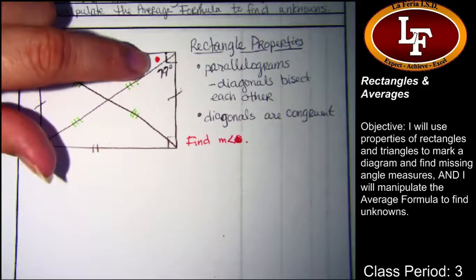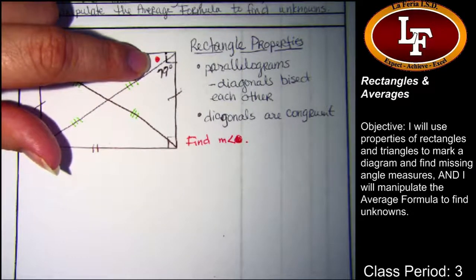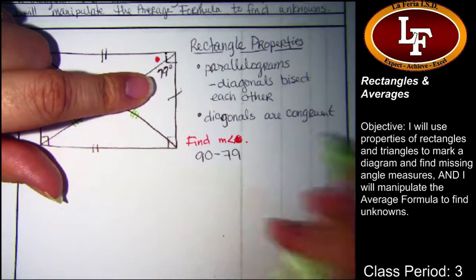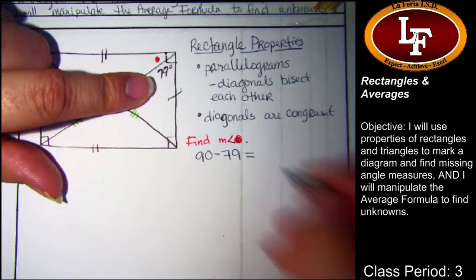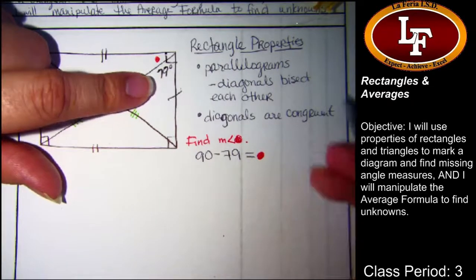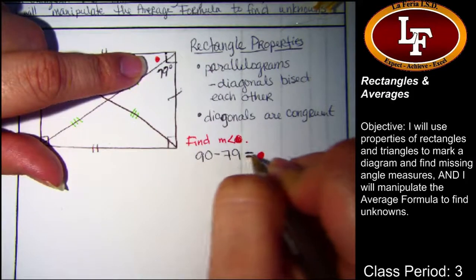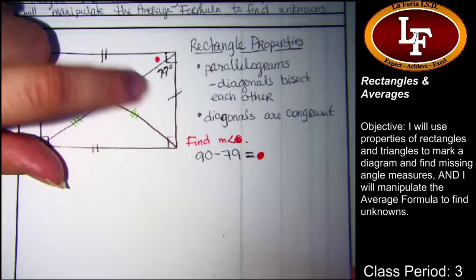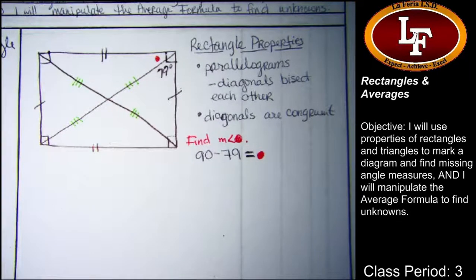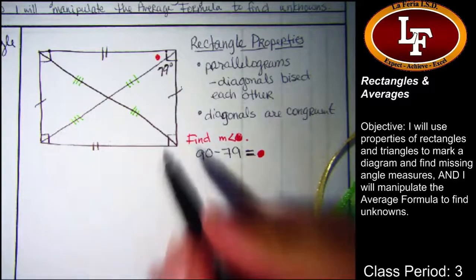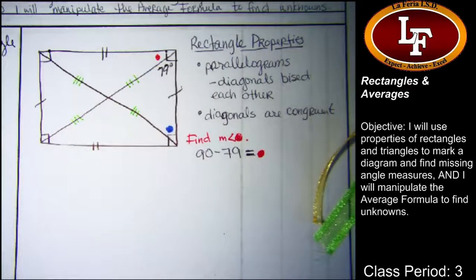So how would I find the measure of this angle right in here? Subtract it from 90. Okay, so why are we subtracting 79 from 90? Because they're complementary. These two angles added together, which we're allowed to do because of our angle addition postulate, are going to equal the sum of that big one. There you go. So whatever that number is. Fantastic. What if we were asked to find the measure of this blue angle? What would I do there?